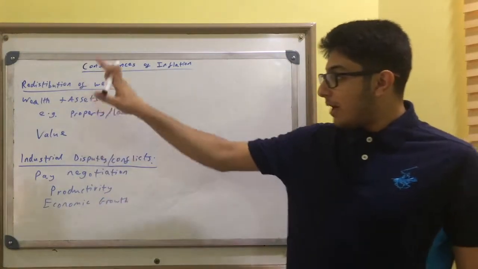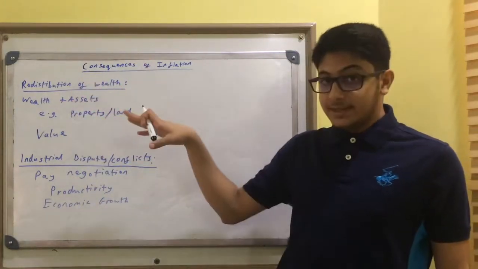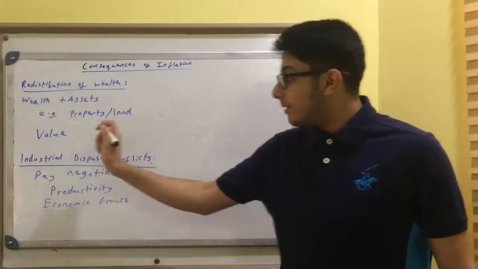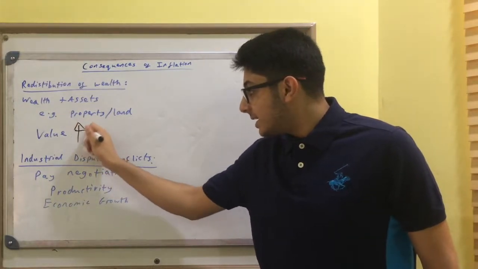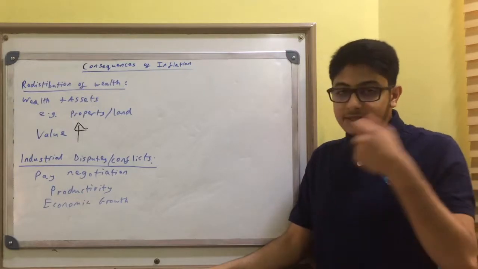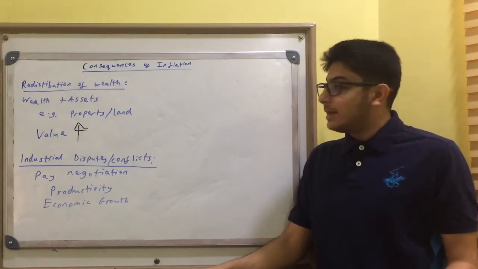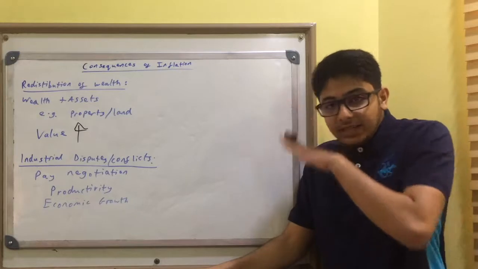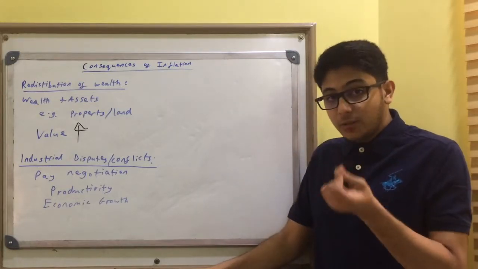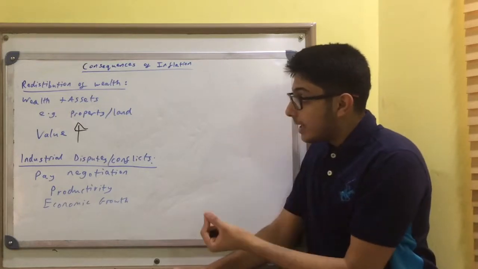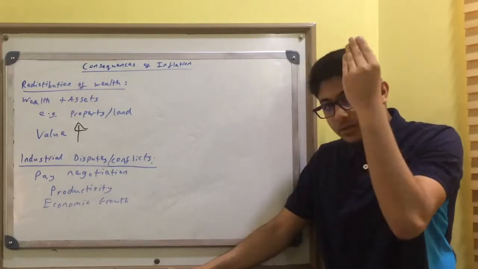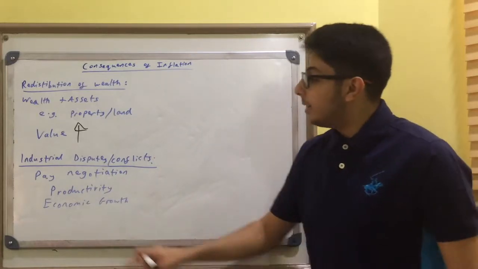Redistribution of wealth. So if you have wealth in the form of assets, okay, physical assets like property and land, the value of those increases rapidly because of inflation. But if you have cash, for example, in savings or not in savings, the value of that is going to decrease. Okay, because it's not physical. The purchasing value of that money you have will decrease. But if you have wealth in the form of physical assets like land or property, the value of that increases. So you essentially become wealthier.